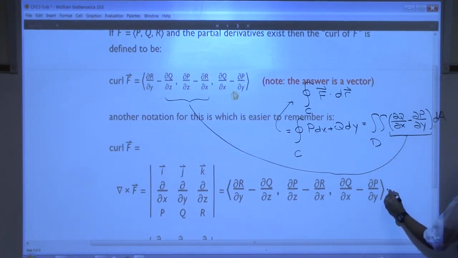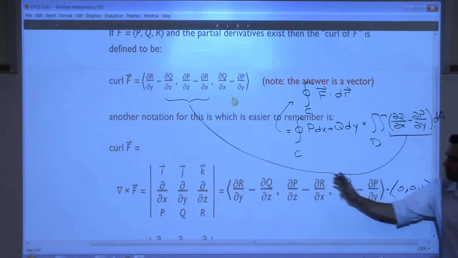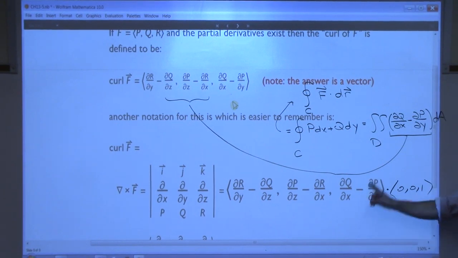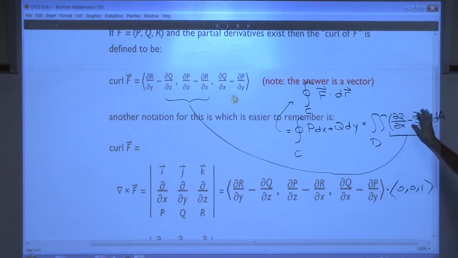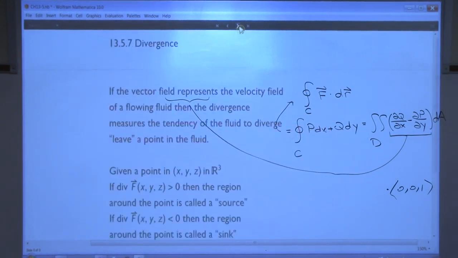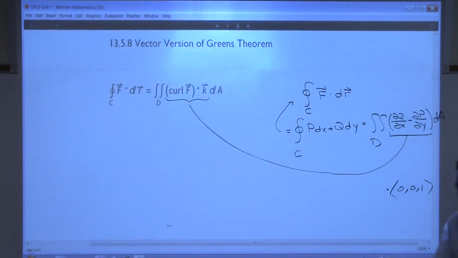what's the k vector? 0, 0, 1, right? If I dot these, the 0 kills off the first one, the 0 kills off the second one, and 1 times this is that, right? It's another way of writing Green's theorem with all vectors in it instead of having this right here. These are scalar functions, right? So that's why we call that a vector version of Green's theorem. Okay, understand?